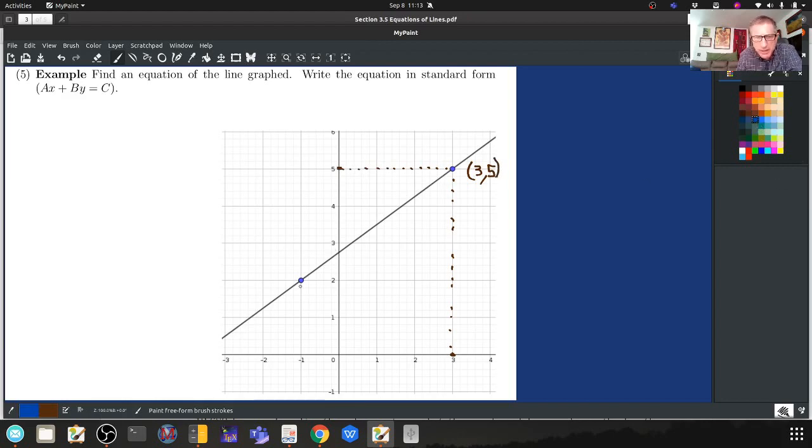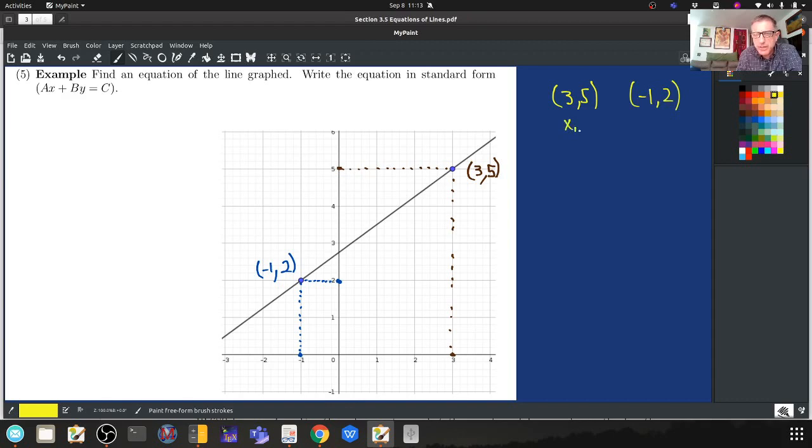Now let's do the same thing for this point. I'm going to go vertically down, and I find that my x value is -1, and then I'm going to go perpendicular to the y-axis, and I find my y value is 2. So now I literally have 2 points, 3 and 5, and -1 and 2. So let's find the slope.